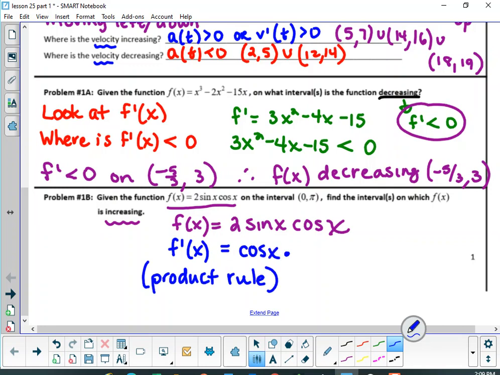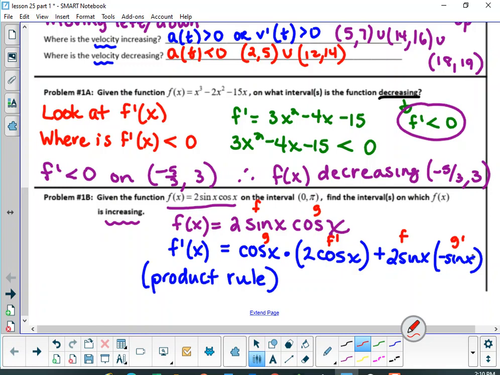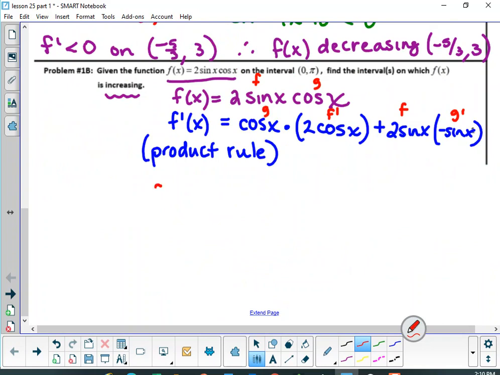So cosine x times the derivative of 2 sine, which is 2 cosine, plus, so this is g and this is f, there's my g and there's f prime, and then there's f and g prime. Derivative of cosine, negative sine. g f prime, f g prime. So my derivative is 2 cosine squared x minus 2 sine squared x.